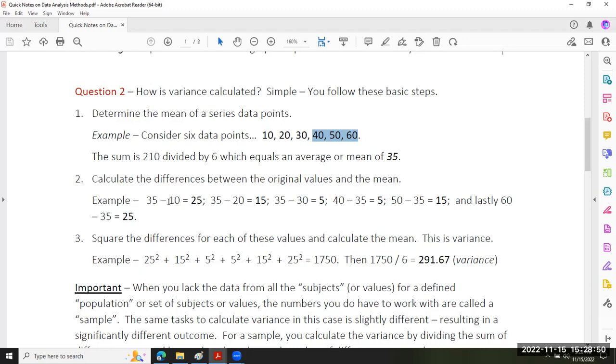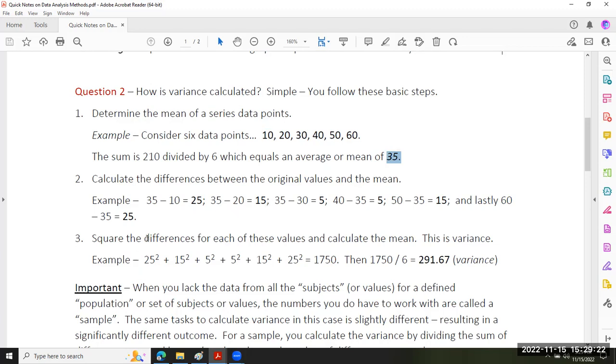So in my second step, I'm subtracting each of the data points from the average value, and that gives me a second series of numbers, 25, 15, and 5, and then 5, 15, and 25. So that's what I do in step 2. I calculate the differences between the original values and the mean or average, right? Now we determine the average in step 1. So that's where I am in step 2.